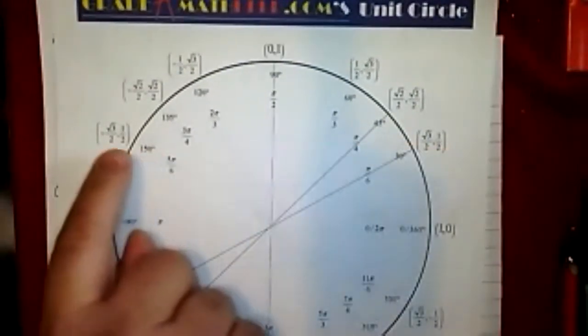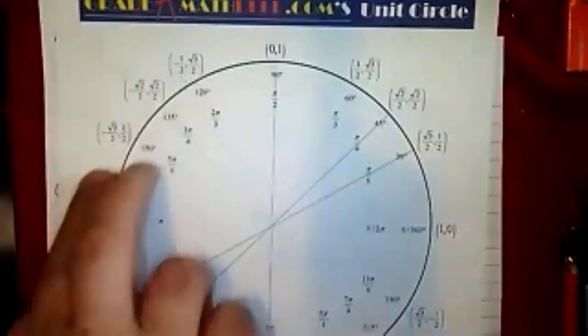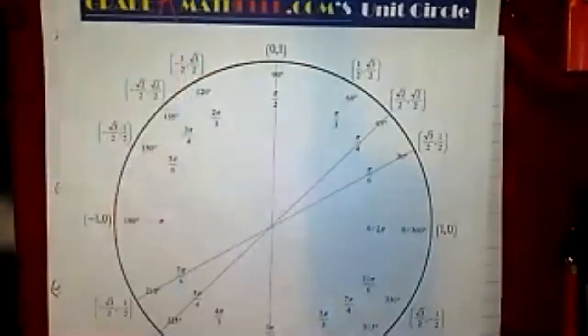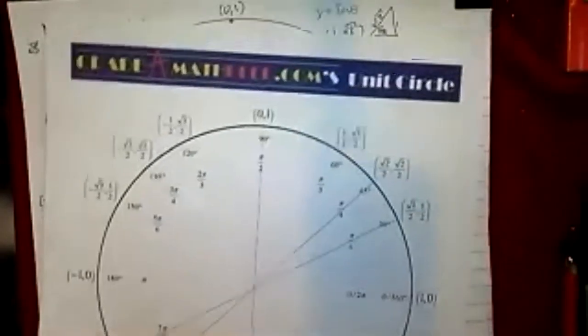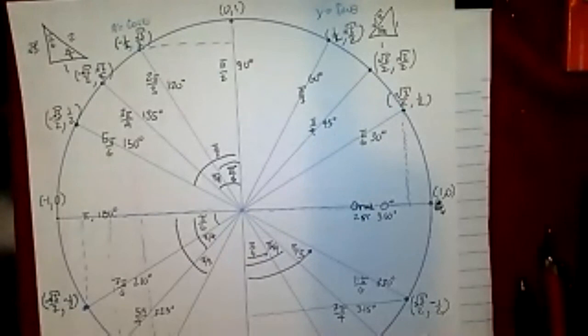√3 over 2, 1/2, √2 over 2, √2 over 2, 1/2, √3 over 2. So notice these two are just reversing each other. So I take this one, that becomes that one. I take this one, that becomes that one, like that. So that's one way. Once you get this first quadrant worked out, you've got everything worked out. So I hope that helps you. I hope that makes you understand where the unit circle came from.